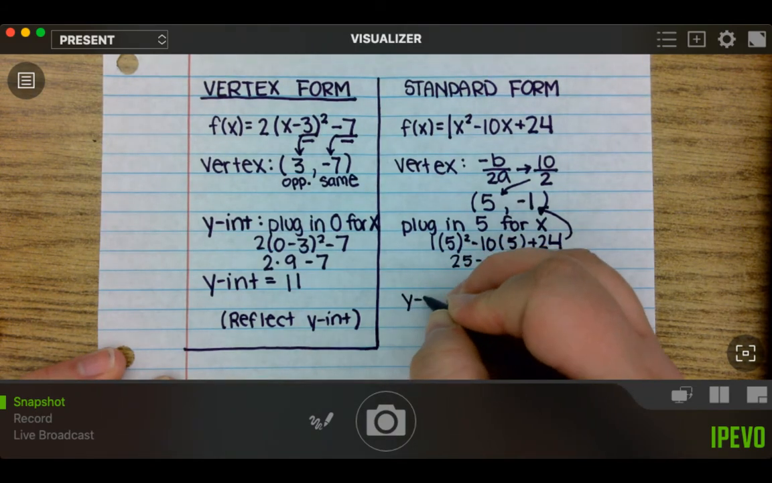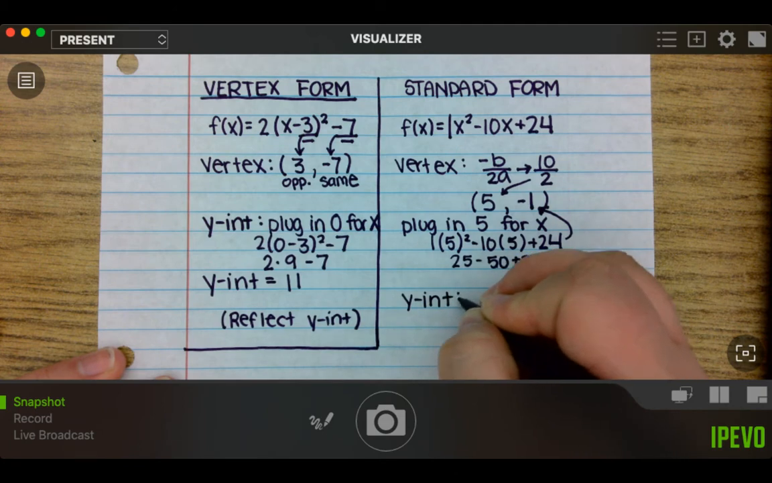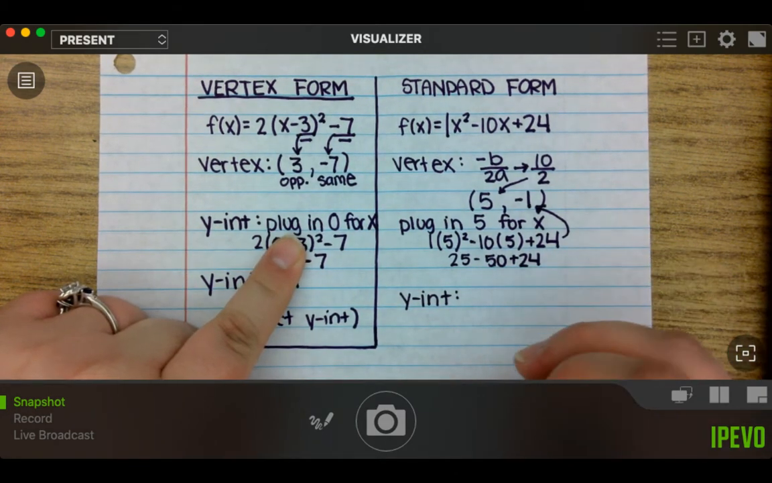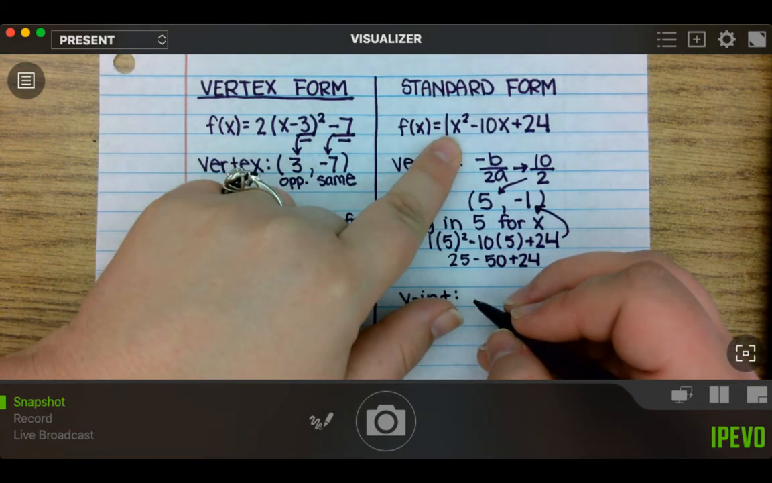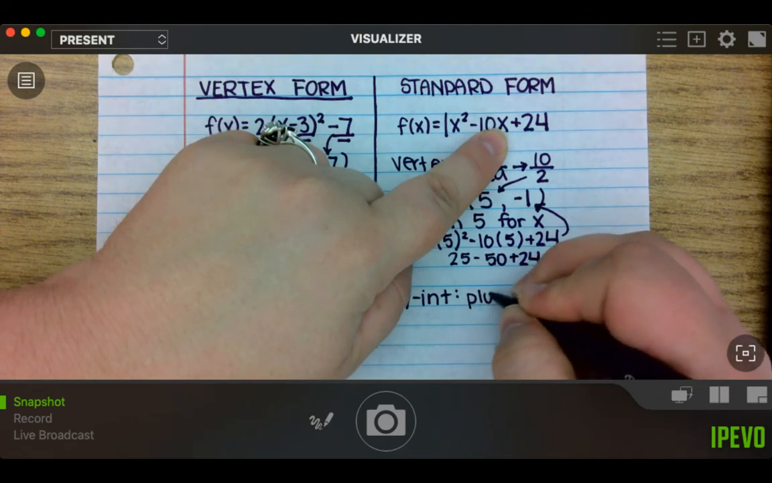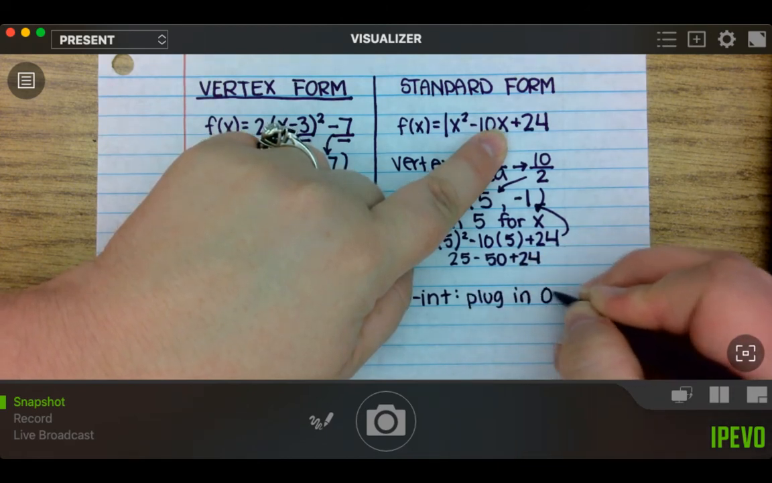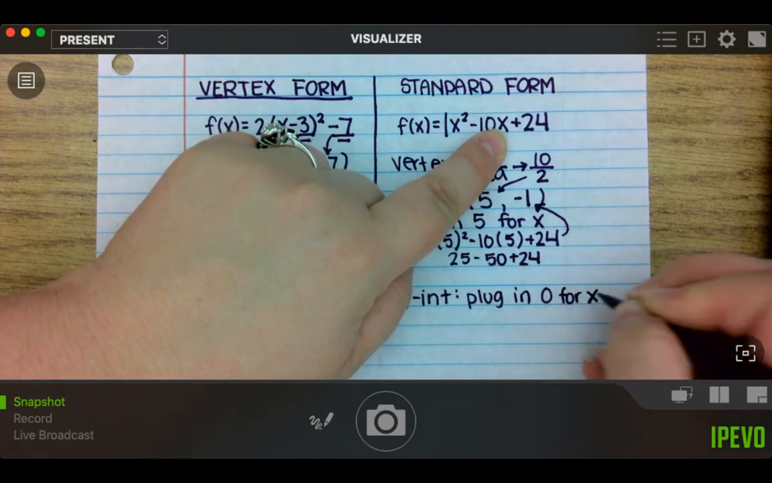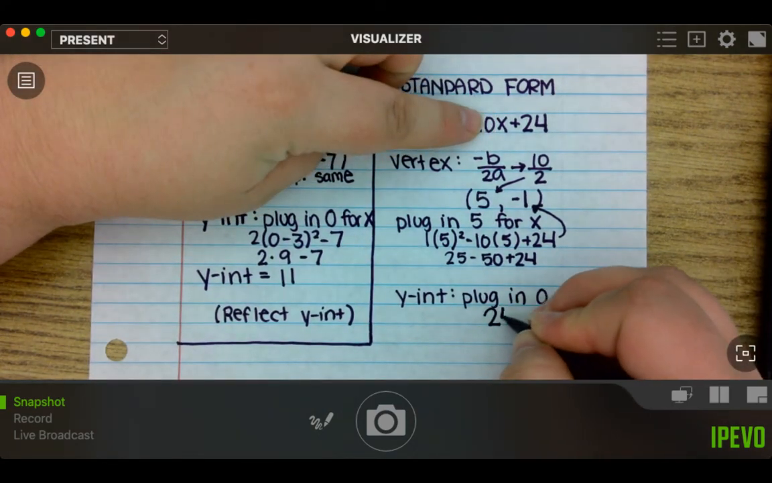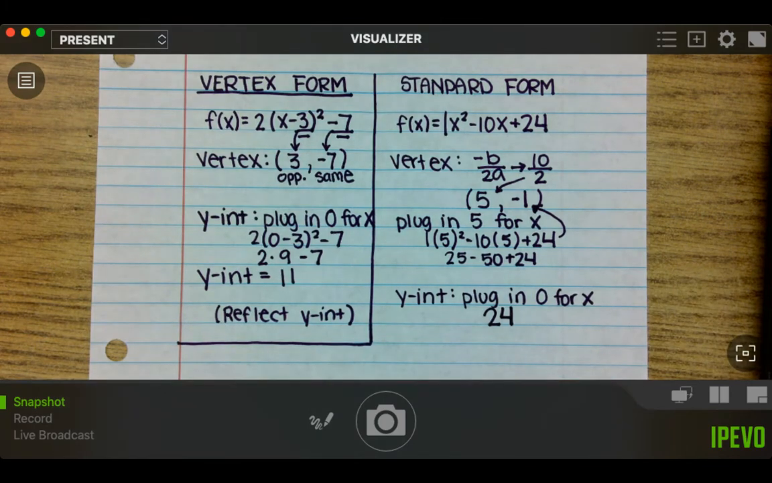The y-intercept is the easiest part of standard form because if you do the same thing here and you plug in 0 for x, this is going to be 0, this is going to be 0. So you're still plugging in 0 for x, but that means that these two go away and all you have left is 24. So your y-intercept of this one is 24.